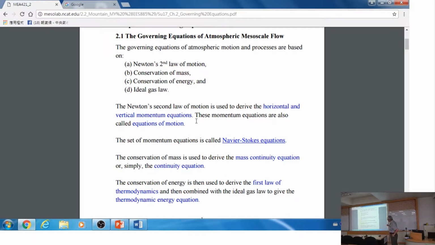And Newton's second law of motion gives us three equations, the momentum equations. We have the horizontal and vertical momentum equations, three equations in the x, y, z directions. Those three momentum equations are also called the Navier-Stokes equations. That's the terminology basically used by engineers. Okay, the Navier-Stokes equations.